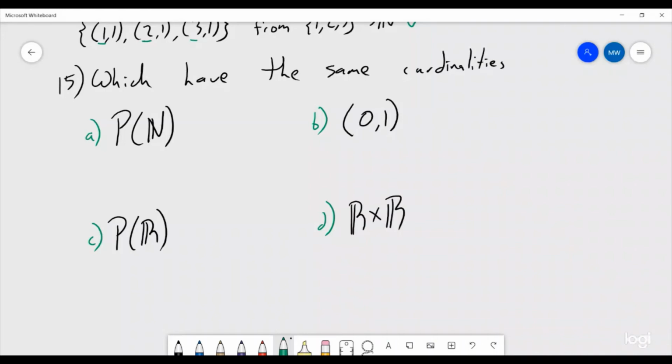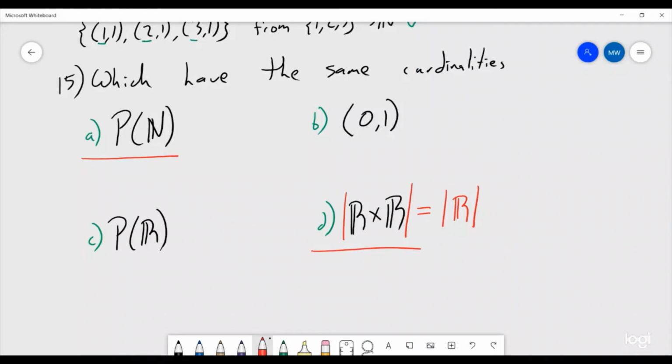Would A and D have the same cardinality? Are the real numbers by the real numbers the same cardinality as just the real numbers? Yeah, the real numbers cross the real numbers does have the same cardinality as the real numbers. So that means that these two at least have the same cardinalities. Does B or C also have the cardinality of the real numbers?